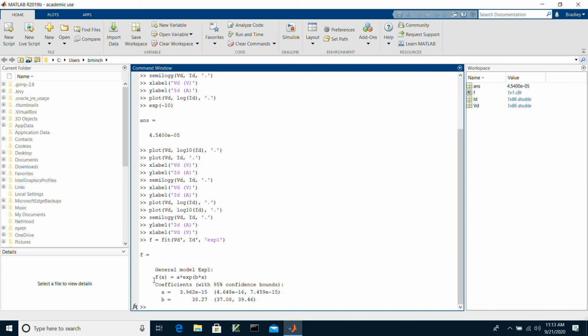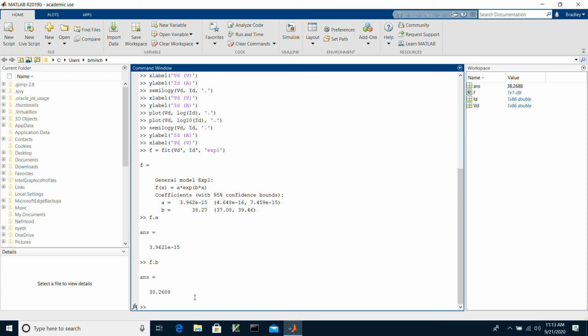Here you're fitting a function of the form a times e to the bx, and it's telling you that the a parameter, the multiplicative prefactor, is best fit at roughly 3.96 femtoamps, and b is the slope of the exponential, which I mentioned was about 38 or so. This would be e-folds per volt because we're dealing with a base e here. I can access these coefficients with f dot a and f dot b. So f is one of these curve fit objects, and these parameters are f dot a and f dot b.